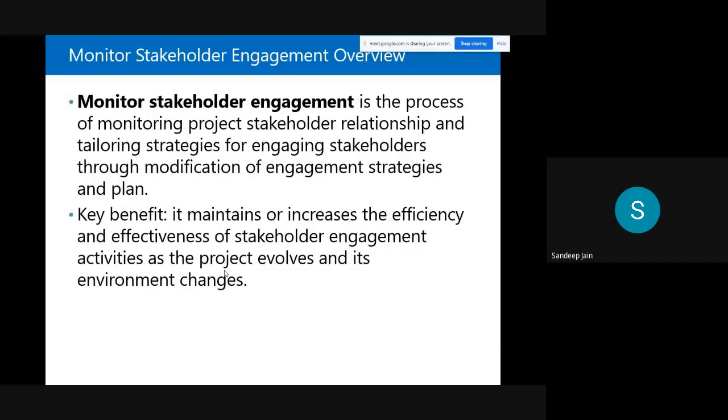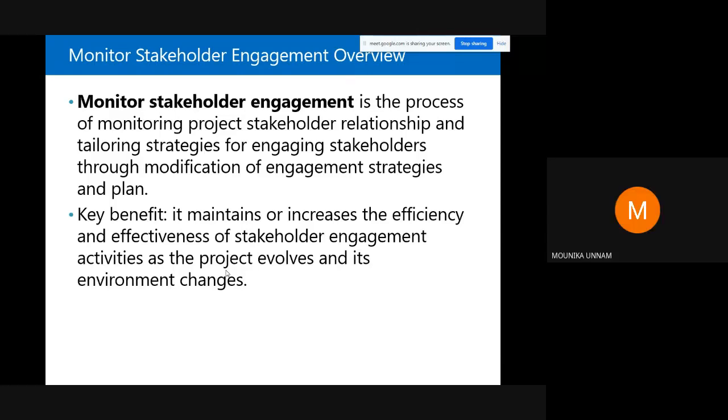Okay, monitor stakeholders. Every knowledge area will have this. The way every knowledge area has a plan process, plan stakeholder engagement or risk plan, risk management, similarly, there will be a monitor process. But exactly how do you monitor? Let me see if there is any case. But let's read this first. So you can go ahead and read it.